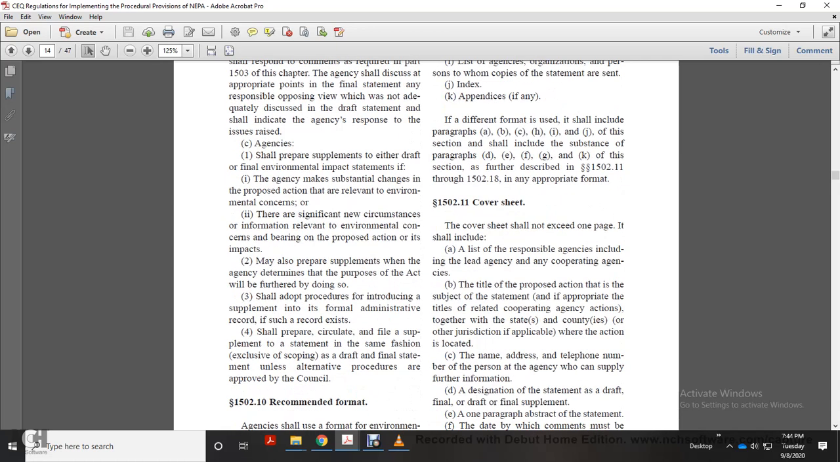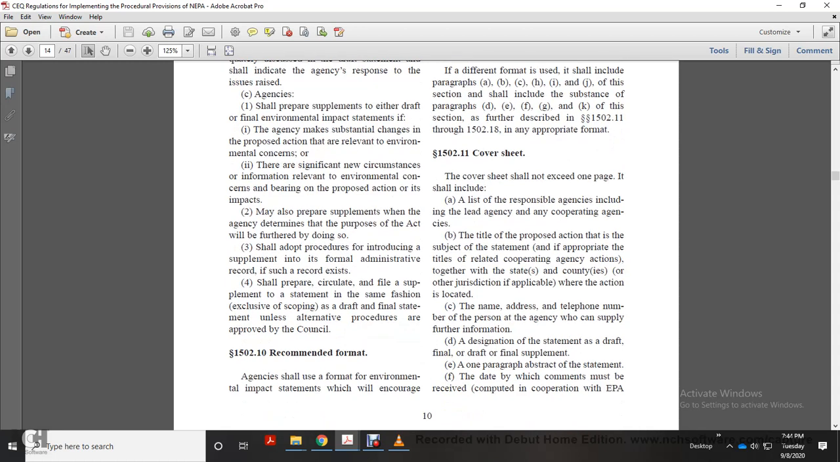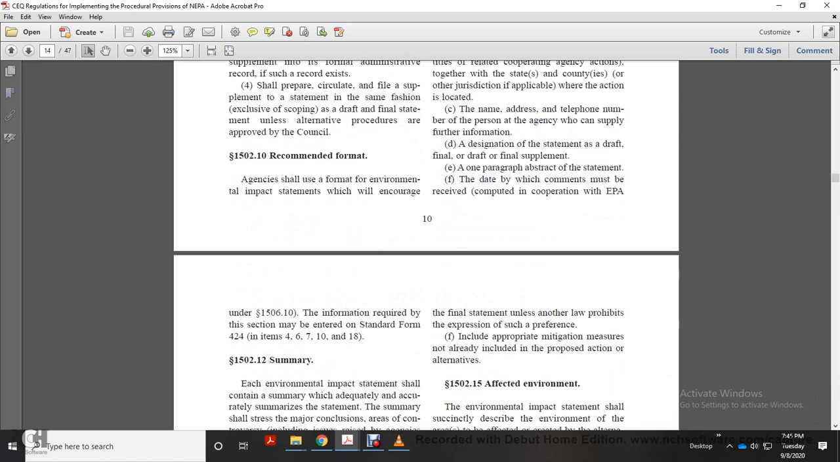1502.11, cover sheet. The cover sheet shall not exceed one page. It shall include a list of the responsible agencies, including the lead agency and any cooperating agency; the title of the proposed action that is the subject of the statement and, where appropriate, the titles of related cooperating agency actions; the state and county or other jurisdiction where the action is located; the name, address, and telephone number of the person at the agency who can supply further information; a designation of the statement as a draft, final, or final supplement; a one-page abstract of the statement; and the date by which comments must be received, computed in cooperation with the Environmental Protection Agency under 1506.10. The information required may be entered on the same form 424, items 4, 6, 7, 10, and 18.